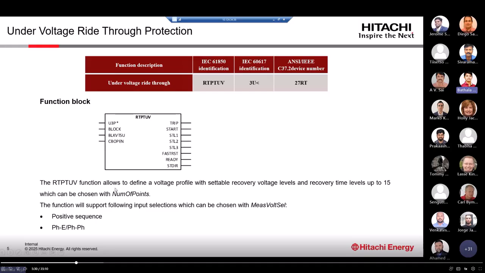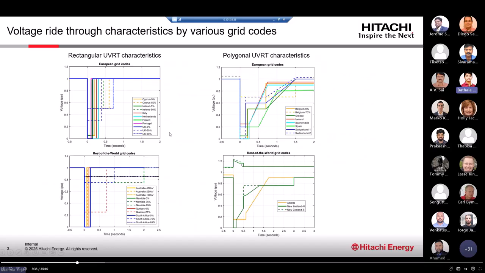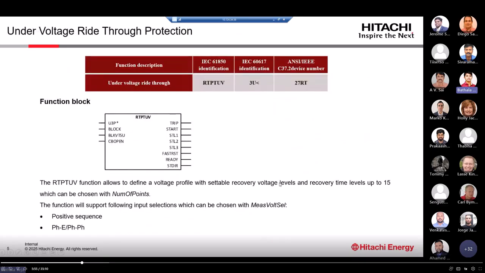So this RDPTV basically has, I forgot to mention this, the number of points in the curve. If you consider any curve here, in the dark blue curve the number of points is 2. Like that, if you see the green curve here, the number of points is 2, and here also 2. We have a limit on the number of points we are offering, that is 15. Up to 15 points the customer can set, and for 15 points we need to provide 15 voltage set points and 15 time set points.